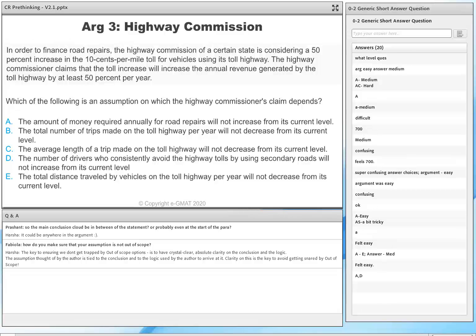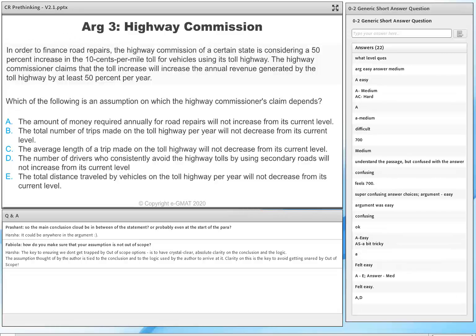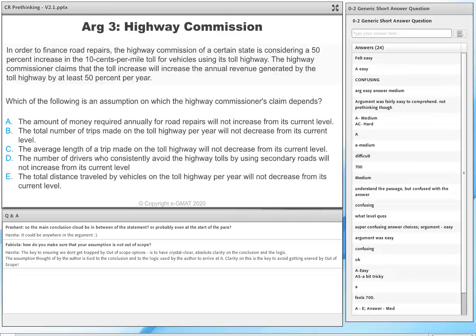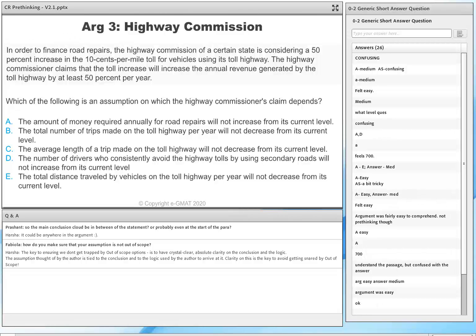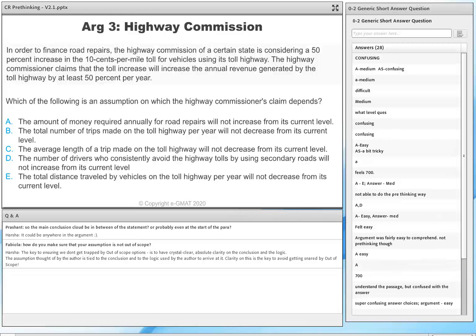And this is what we're going to really see, the value of pre-thinking. This is an assumption question, but what makes it tricky is there are 4 options here which are strengtheners, and only one of them is the correct assumption. So we're going to really see how pre-thinking cuts through all the crap and forces you to focus on the relevant metric over here.